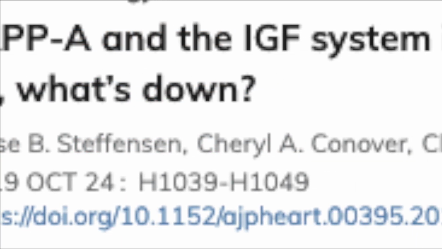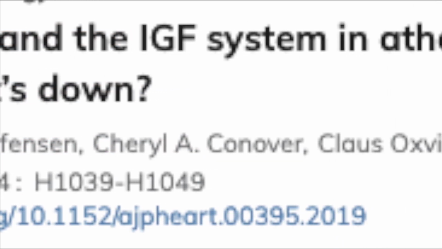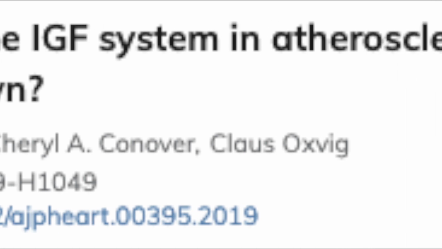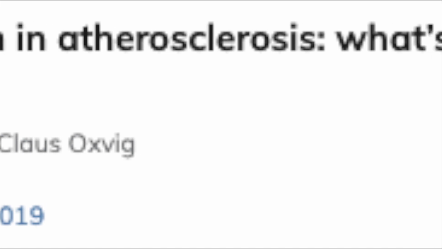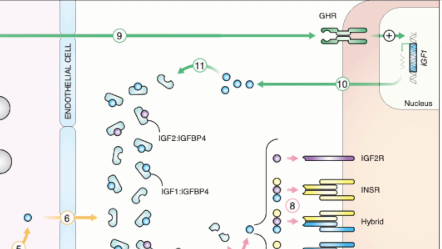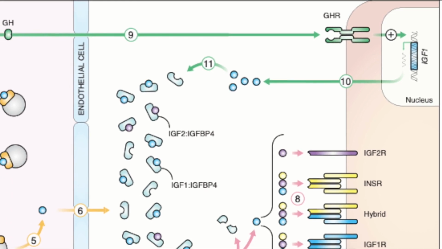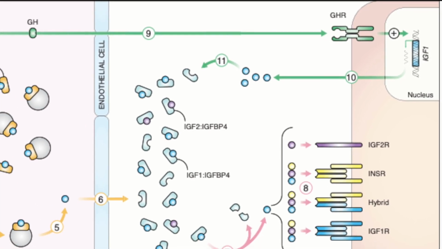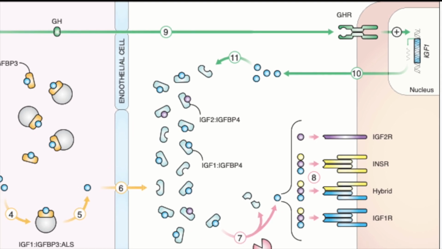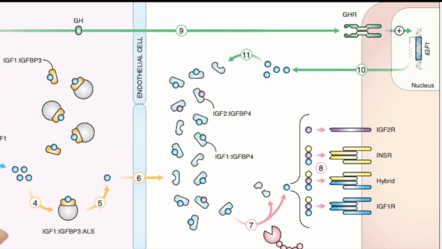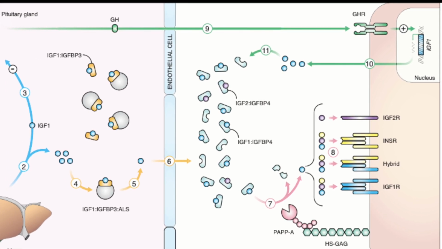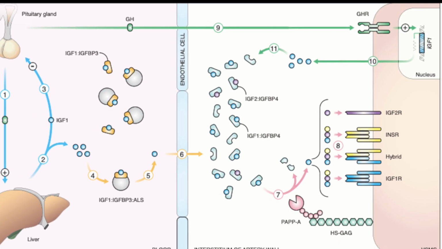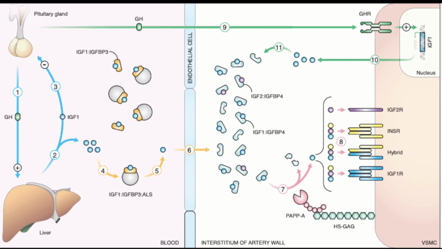Stephenson and co-workers review the role of pregnancy-associated plasma protein A, or PAP-A, a metalloproteinase with a well-established role in releasing bioactive insulin-like growth factor, IGF-1, from IGF-binding protein 2, 4, and 5 by proteolytic processing. The IGF system has repeatedly been suggested to be involved in the pathology of atherosclerosis, and both PAP-A and IGF-1 are proposed biomarkers and therapeutic targets for this disease.